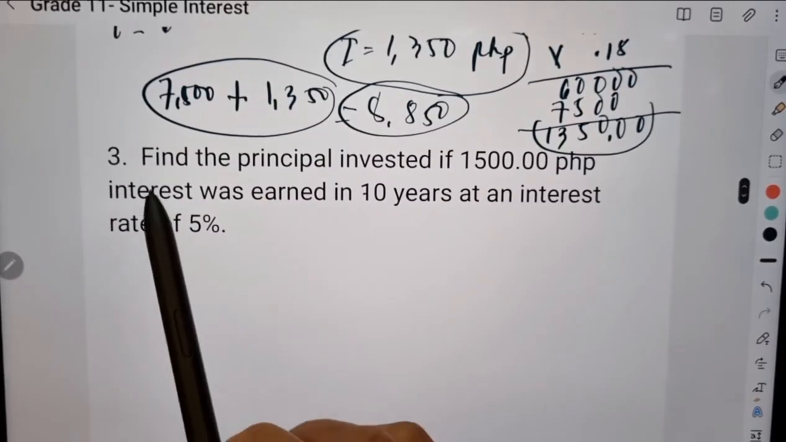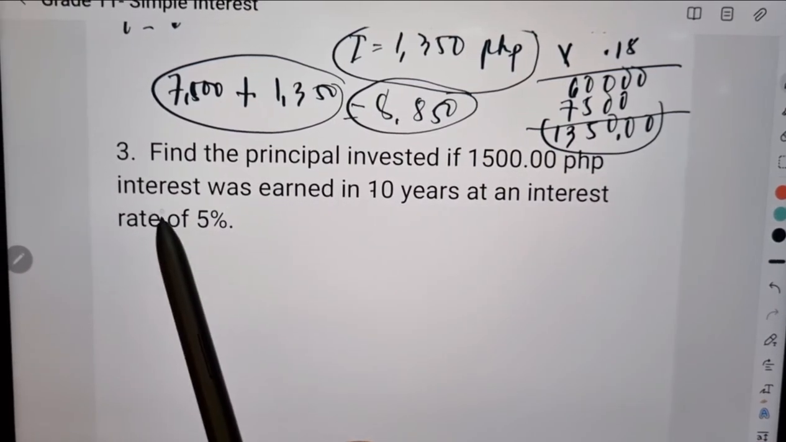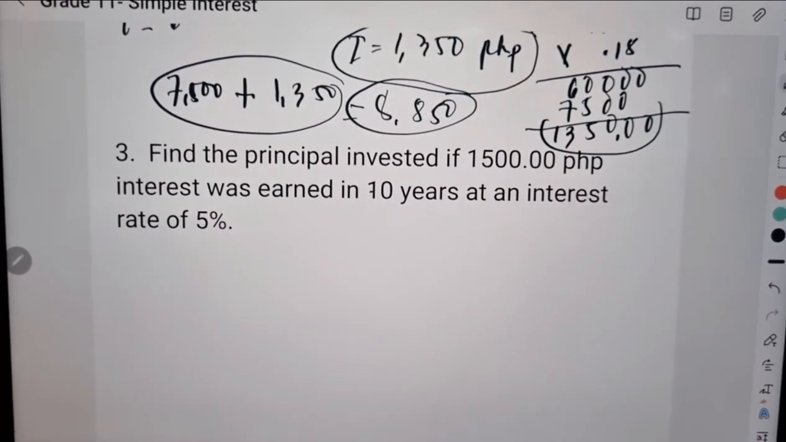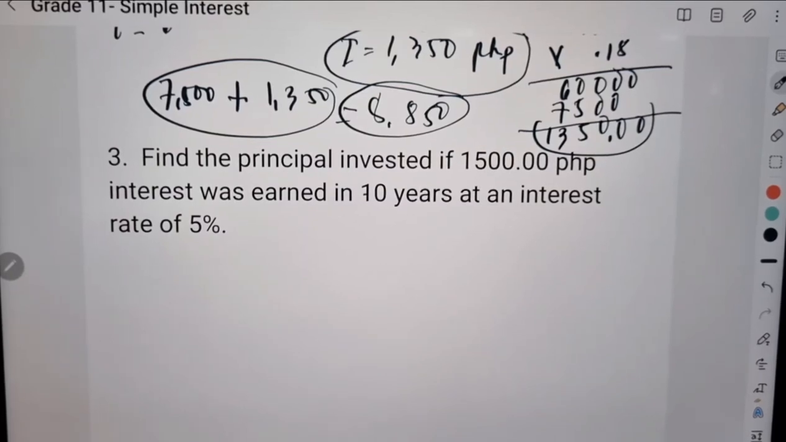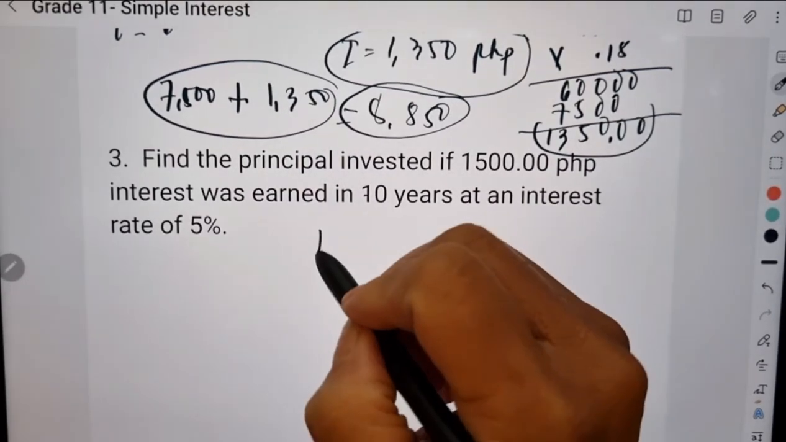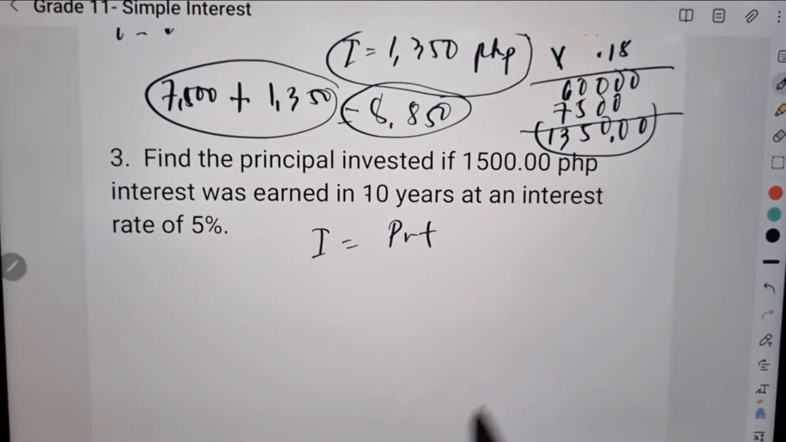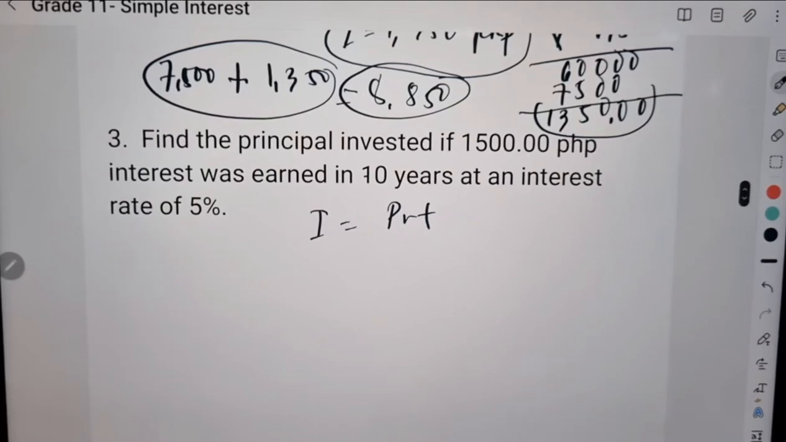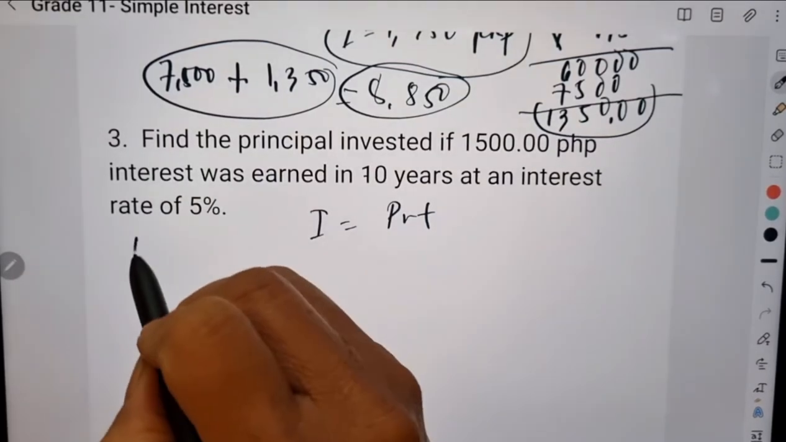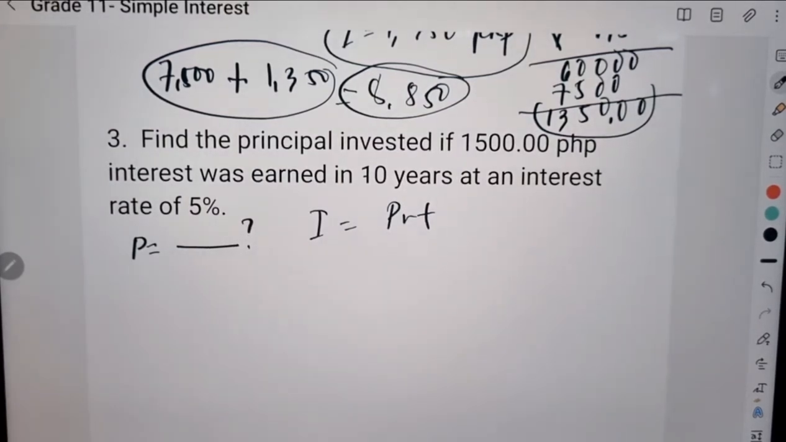Now, here, find the principal invested if 1,500 pesos interest was earned in 10 years at an interest rate of 5%. Okay, so using the formula, hindi lang ang interest ang pwede nating isolve dito. Pwede nyo rin yung alamin kung magkano yung principal nyo, kung ano yung rate. Kasi may formula tayo na pakadali lang. Na kung saan isa-substitute lang natin yon. So, hindi na kayo mahihirapan mag-isip. Ang gagawin nyo lang, alamin nyo kung ano yung principal dito, which is unknown. Yun ang hinahanap natin.